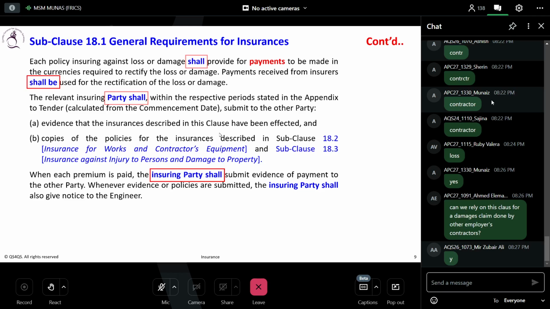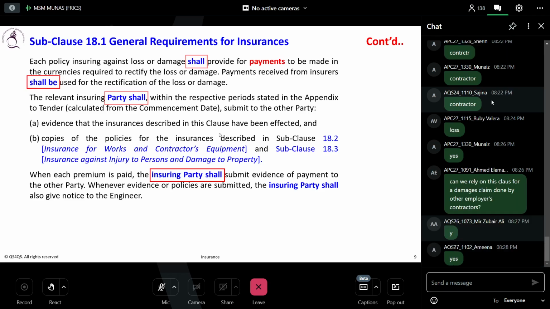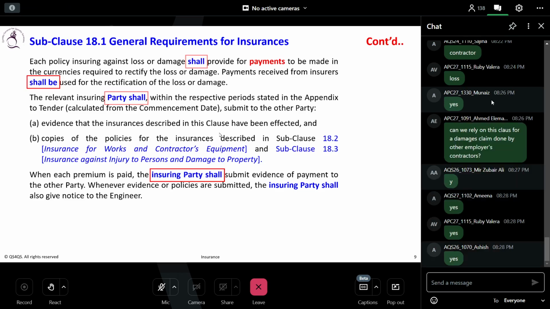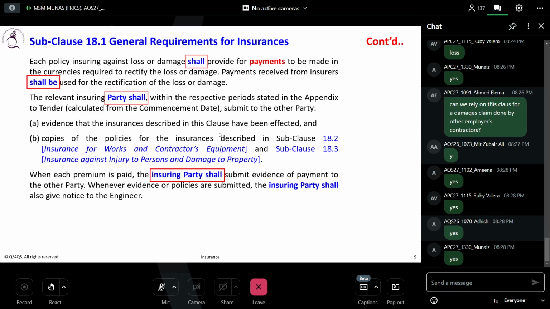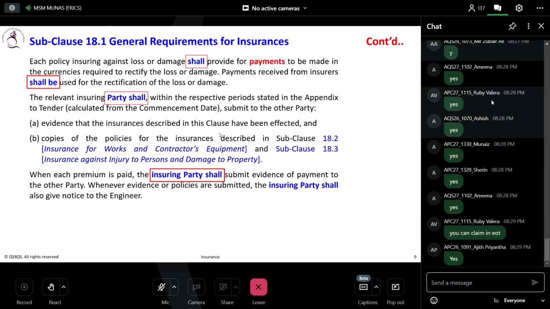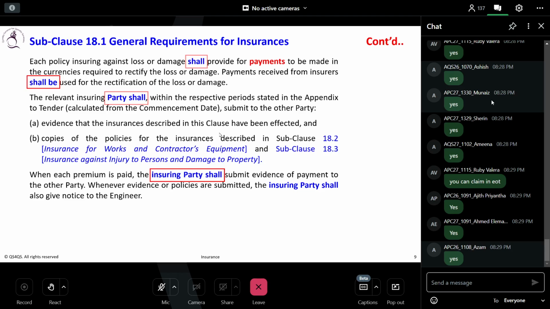Now, if it is a contractor insuring the project and the project is delayed by the employer, what do you think? The employer must pay for the extension of this insurance? Yes. Otherwise, who's going to bear this loss? Right. But luckily, we have a provision here.